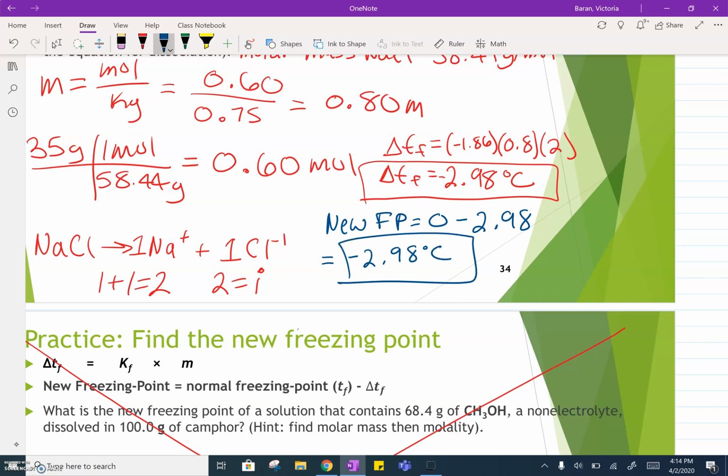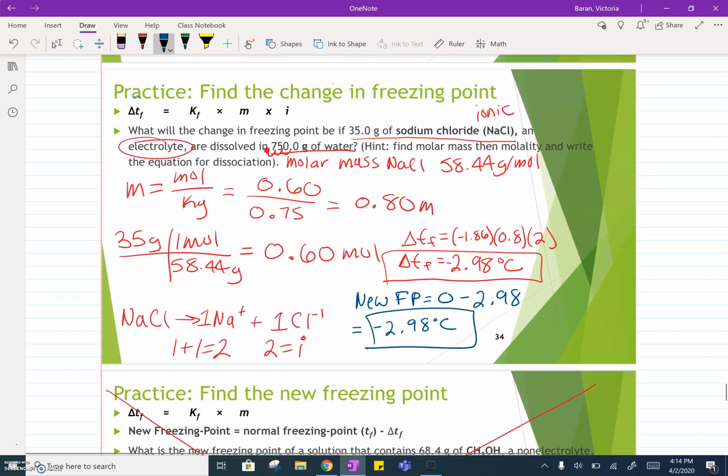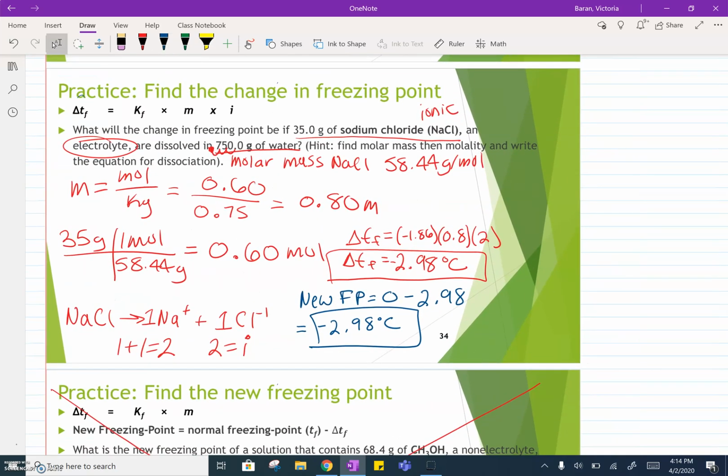Yes, I realize both of the answers are the same, and it's because the freezing point of water is 0 degrees Celsius, and when you add a solute to a solvent, it will always decrease the freezing point, and our change was 2.98 degrees Celsius. So our new freezing point would be negative 2.98 degrees Celsius. So that's pretty straightforward as far as when you have water as a solvent.